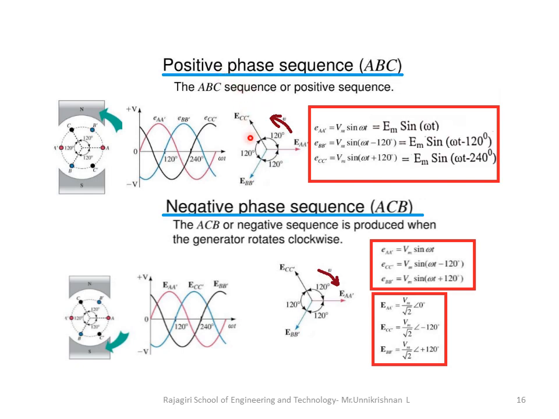So we have two phase sequences. The first one is positive phase sequence and the second one is negative phase sequence. We achieve these two phase sequences by rotating the same coil in two directions: one is clockwise and the second is anti-clockwise. In positive phase sequence, you rotate the coil in the anti-clockwise direction.